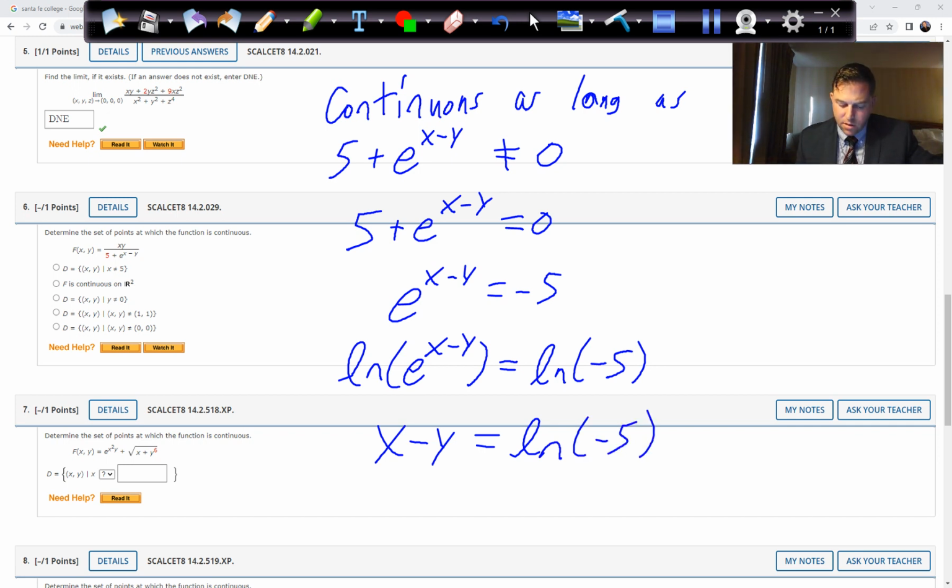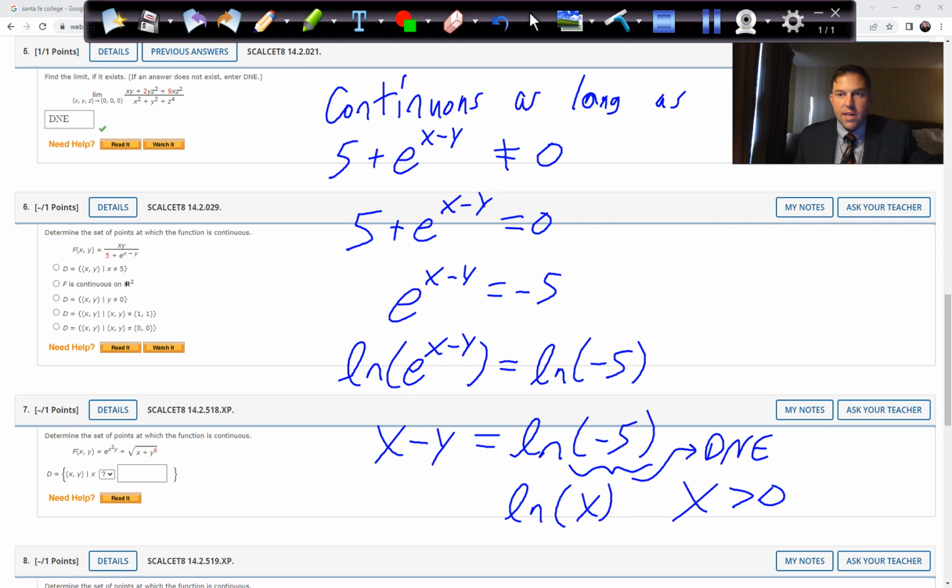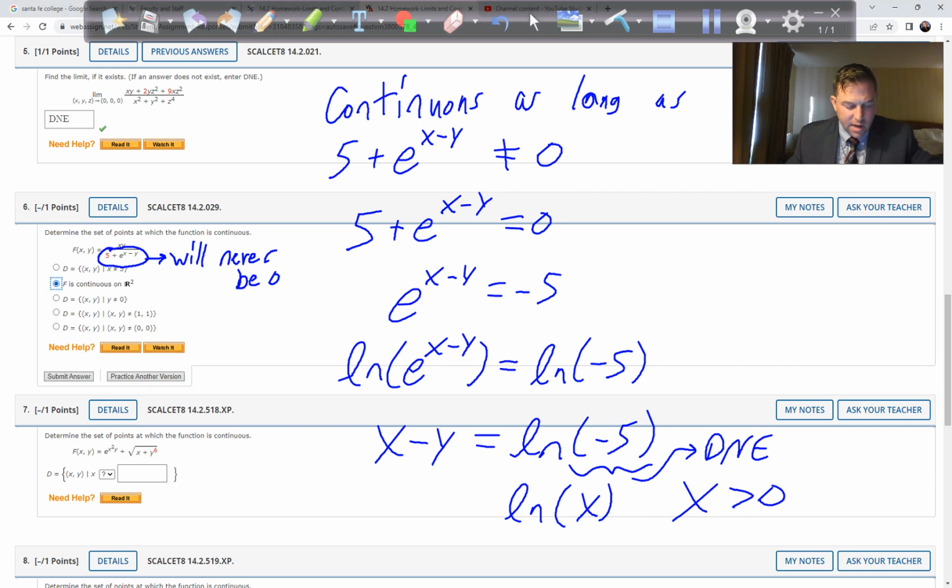Now we learned in Calc 1 or probably even college algebra, if you have the natural log of any x, x has to be bigger than 0. So this right here does not exist. But that doesn't mean the answer does not exist. What this means is this denominator can never be 0. So this will never be 0. Which means that the function will be continuous on the entire domain.